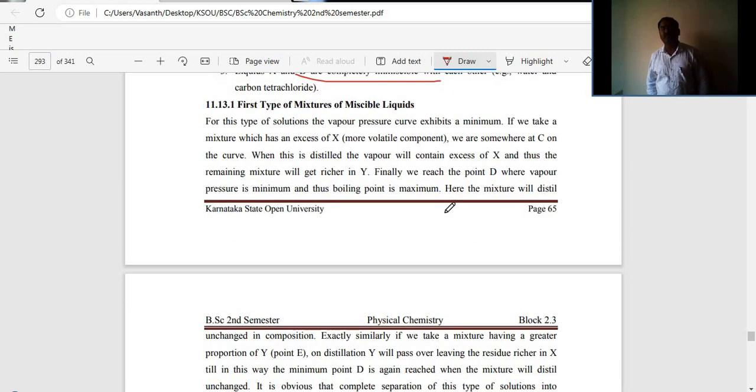Now the first type of mixtures of miscible liquids. For this type of solution, the vapor pressure curve exhibits a minimum. If we take a mixture which has an excess of X, we are somewhere at C on the curve. When this is distilled, the vapor will contain excess of X and thus the remaining mixture will get richer in Y.